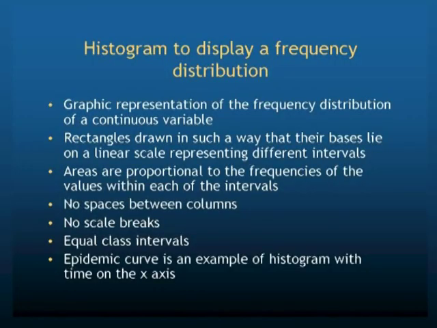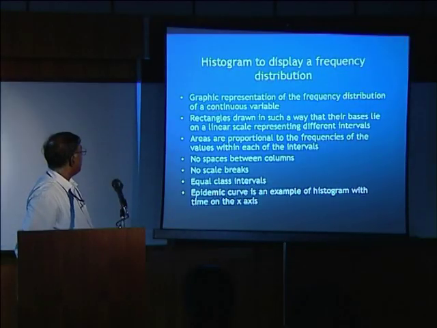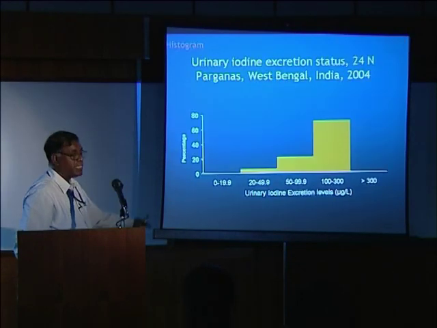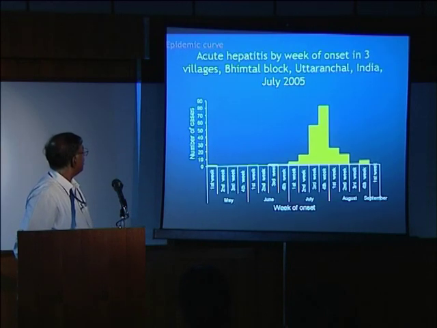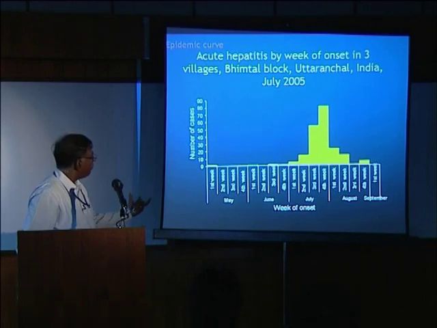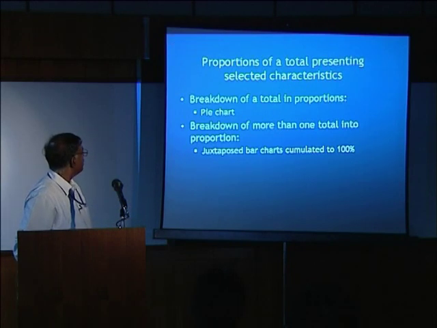And a histogram displays a frequency distribution. And this we saw in our epidemic curve. An epidemic curve is a histogram of the events. Acute hepatitis in Uttaranchal, this is again one of our students' work. So all very good examples of an epi curve of a point source infection.